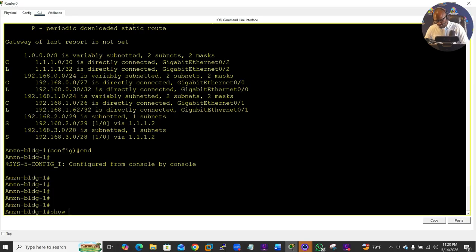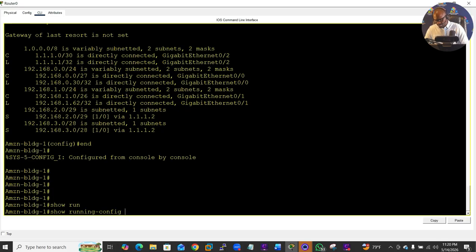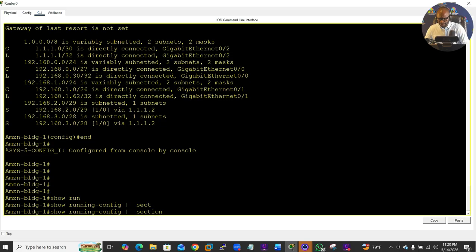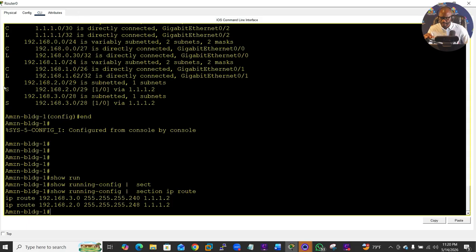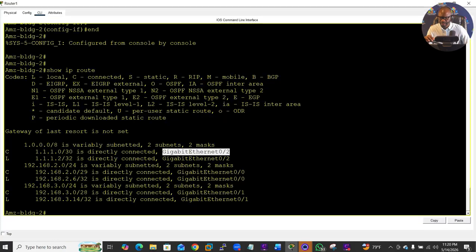Now after doing that, when you go back to privilege mode here, you can do show running config pipe section IP route. This will pull up all the IP route entries typed in this router. So now we have the first one we did, IP route to the network 192.168.3.0 exiting on the next hop IP. Second is this. And then we need to go to the second building and do the same thing.